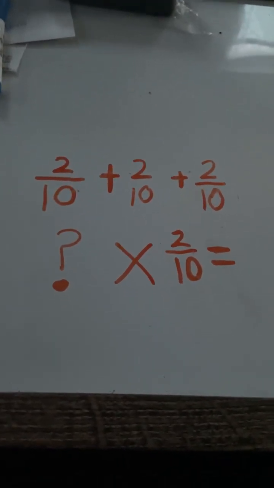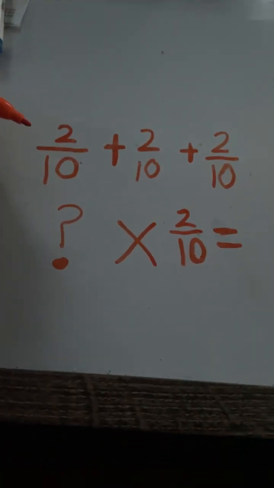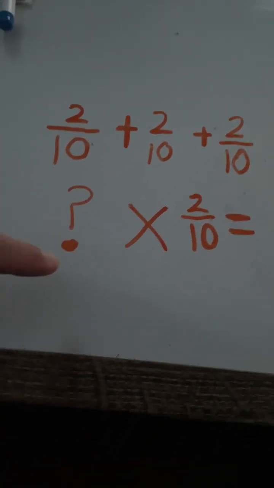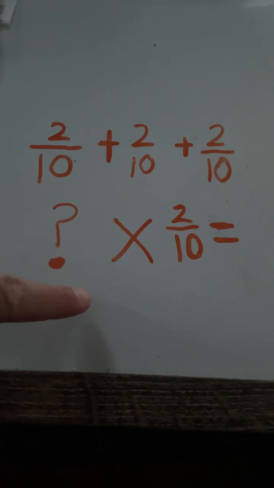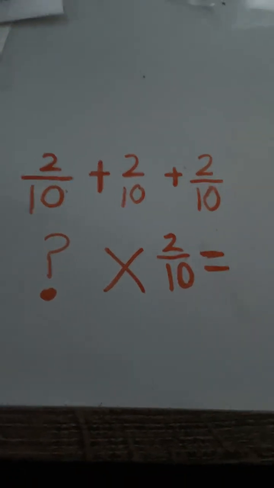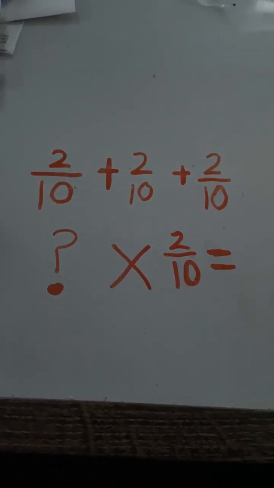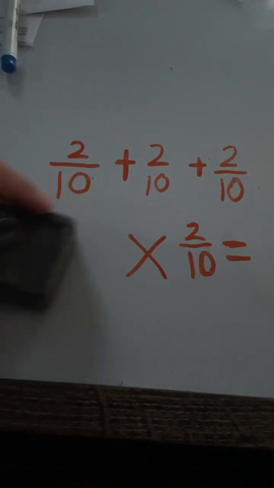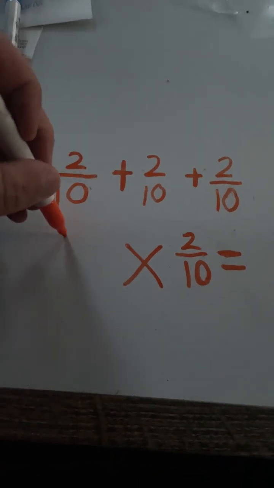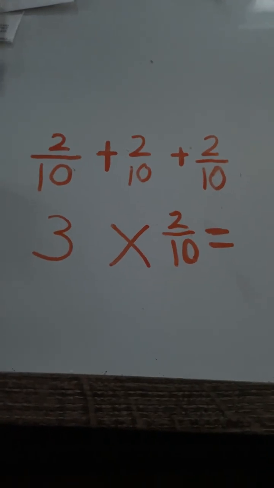So here we have 2/10 plus 2/10 plus 2/10. So what would that look like as a multiplication problem? Well, multiplication is just adding the same number multiple times. So what we need to look at is how many times are we adding 2/10. So let's count. 1, 2, 3. We are adding 2/10 3 times. So the problem is 3 times 2/10.